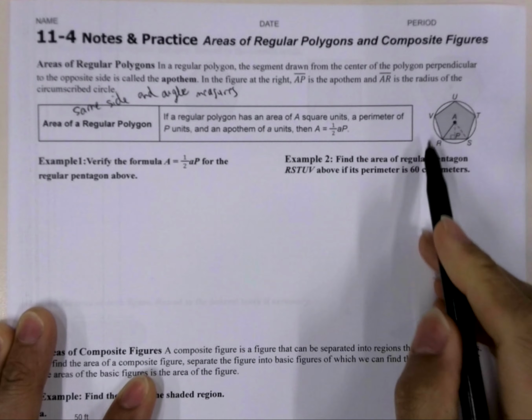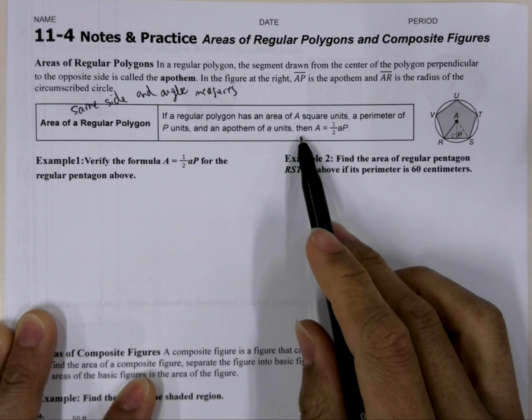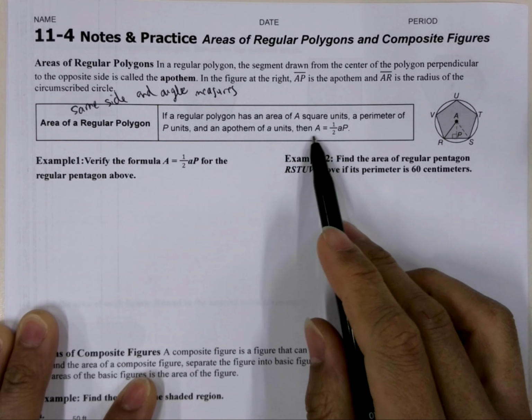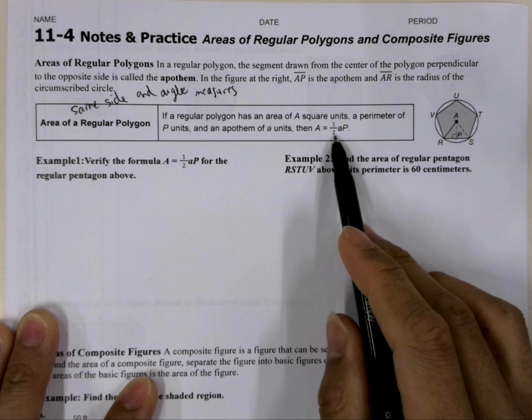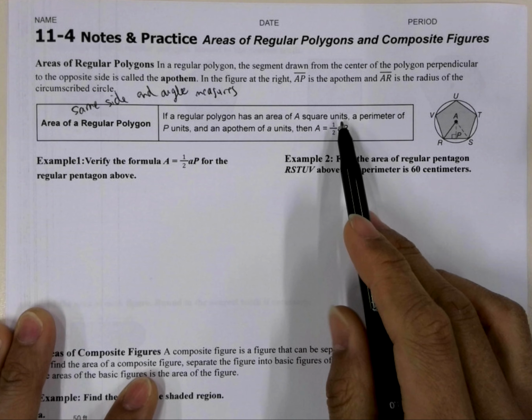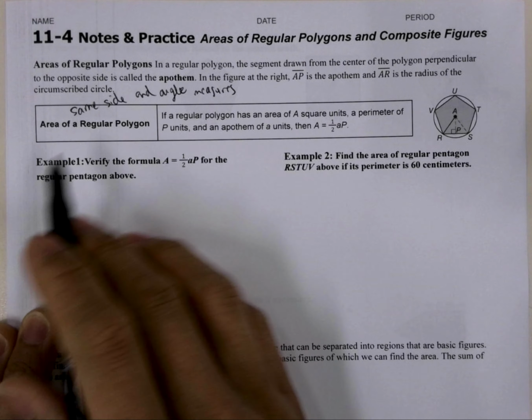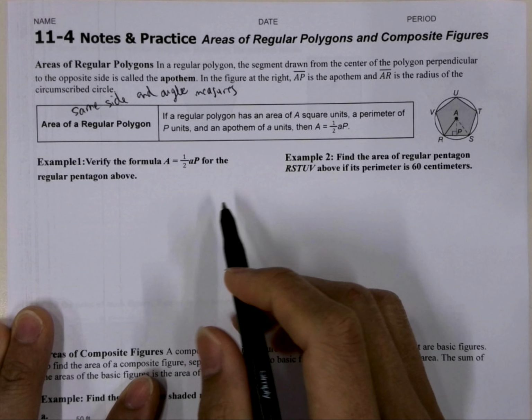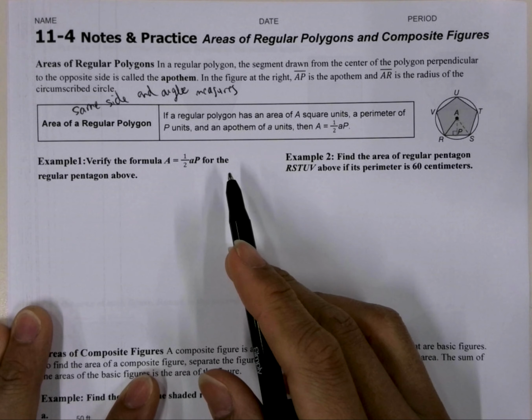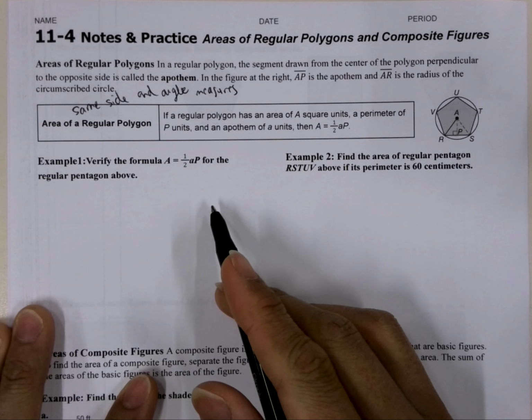Okay, so if that's the case, then the area can be calculated by plugging into this formula, which is 1/2 times the length of the apothem times the perimeter of the polygon. So the first example is to verify the formula. A is equal to 1/2 AP. And how can we do that?